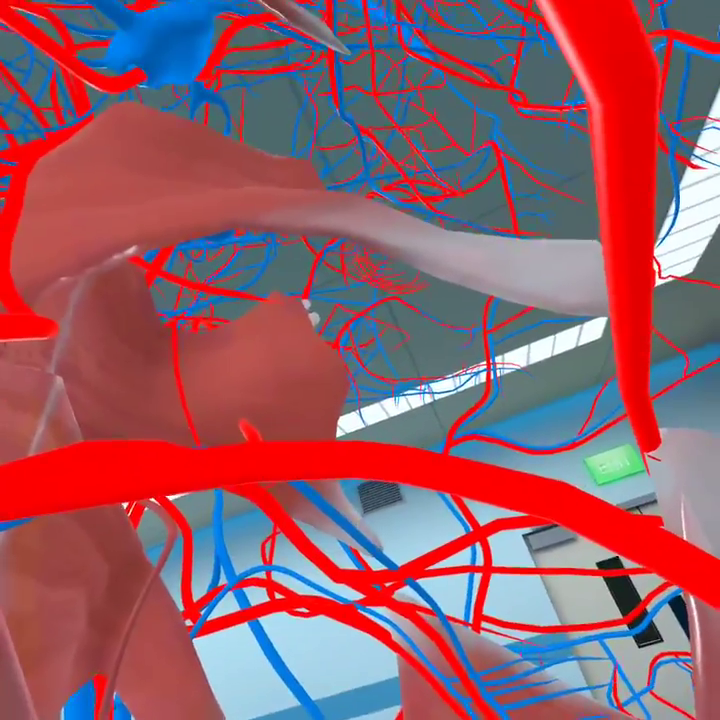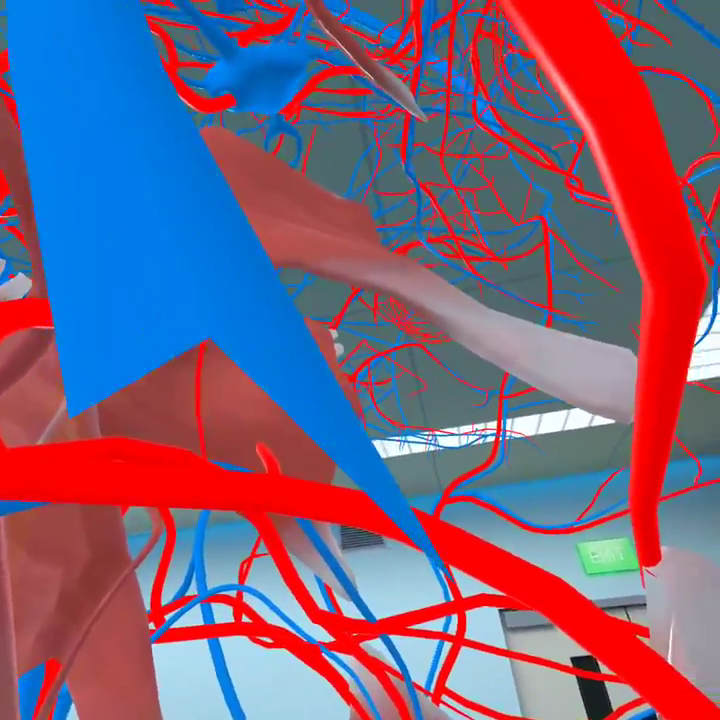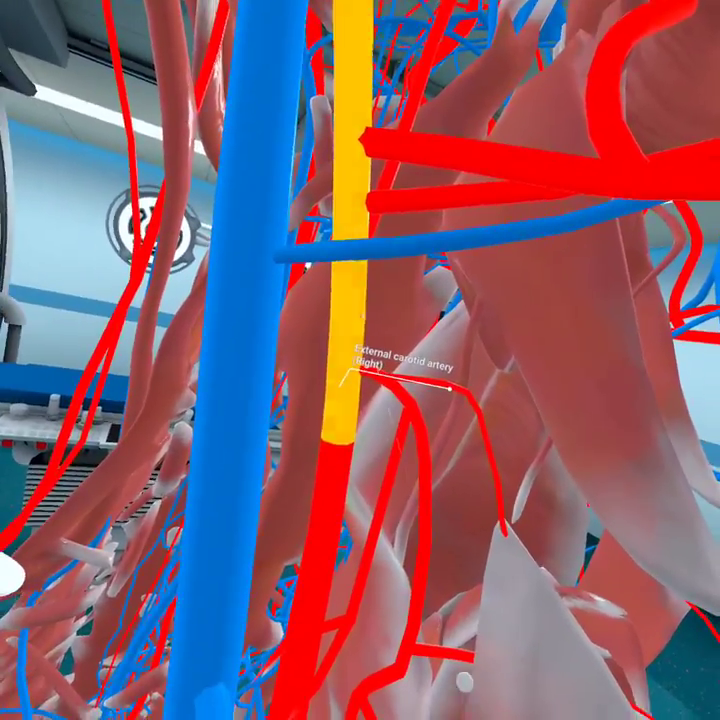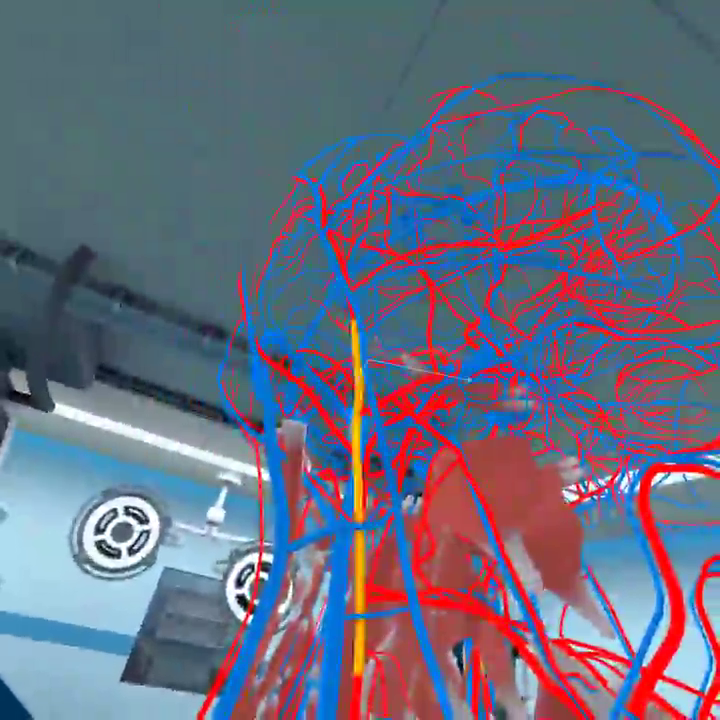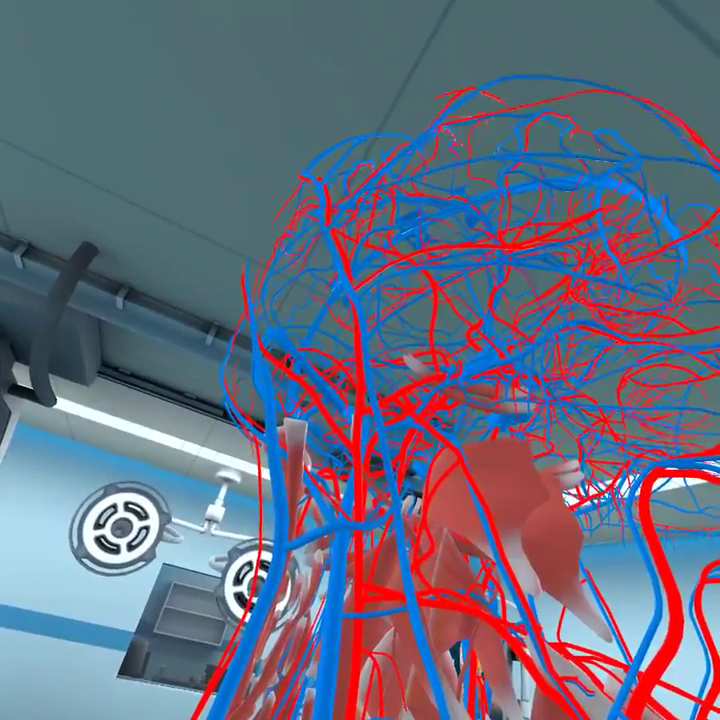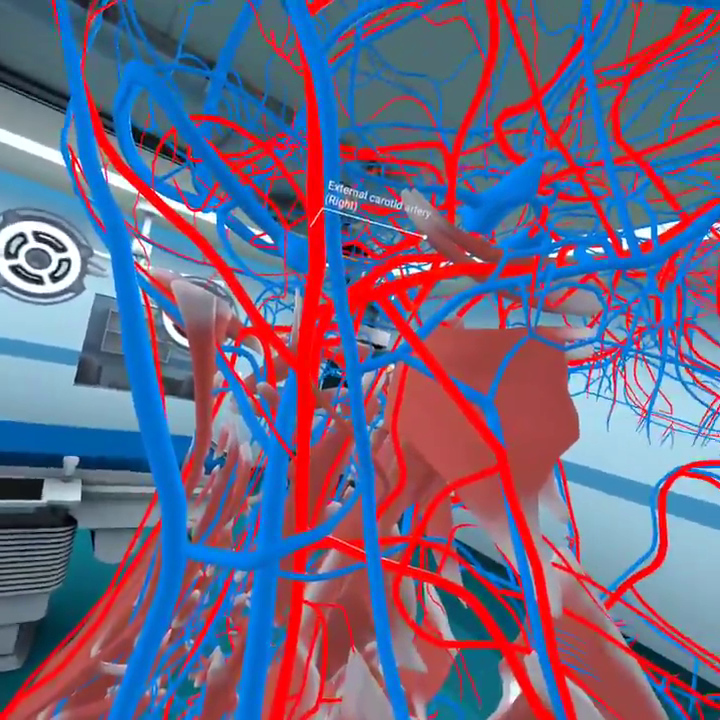Since we have superior thyroid, facial artery, ascending pharyngeal, and maxillary artery. External carotid artery. Okay, so those are the ones that she hit on. She hit on external carotid artery, and that external becomes the superficial temporal artery. That's where in the brain.